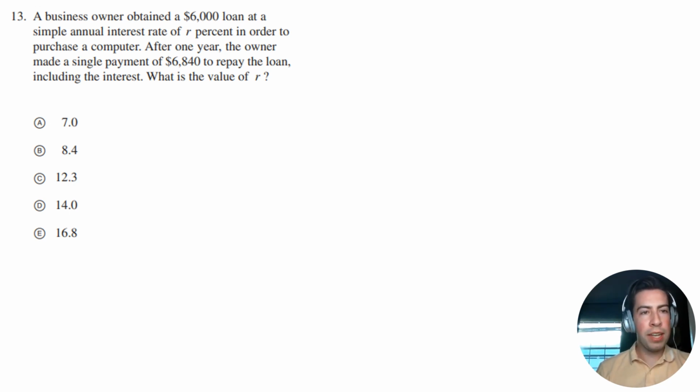A business owner obtained a $6,000 loan at a simple annual interest rate of R% in order to purchase a computer. After one year, the owner made a single payment of $6,840 to repay the loan, including the interest. What's the value of R?